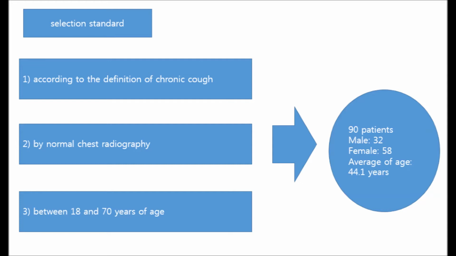The criteria for selection of the patients were as follows. First, according to the definition of chronic cough. Second, normal chest radiography. And third, between 18 and 70 years of age. 90 patients were eligible for selection. Among 90 patients, 32 were male and 58 were female. The mean age of the patients was 44.1 years.